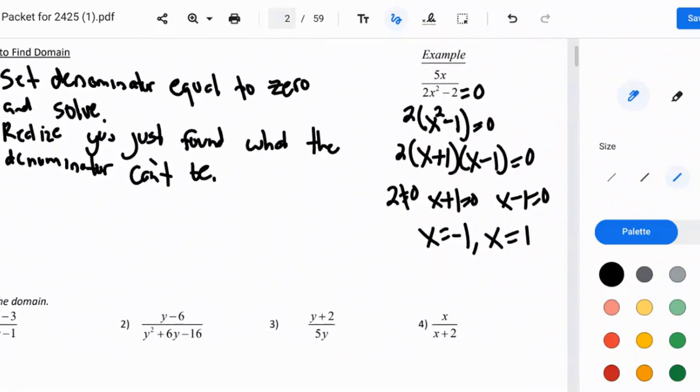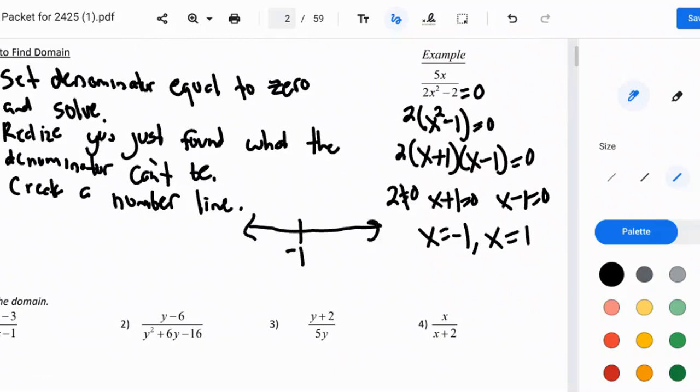In order to write that, if we create a number line with shading on it, our number line would have negative 1 and 1. If you remember back in middle school, I think you guys used open circles. In freshman year, you might have used parentheses. That's just saying that your shading can be anything to the left forever, anything in the middle, anything to the right. But the two numbers that you can't have are negative 1 and 1 as your answers.